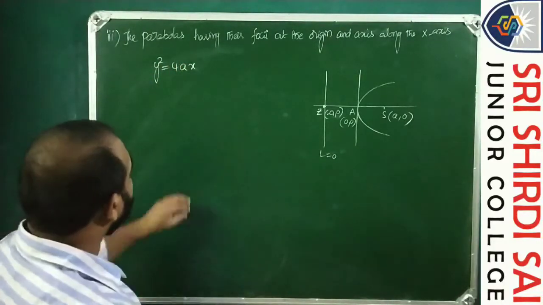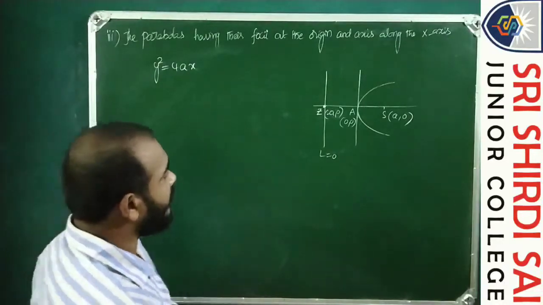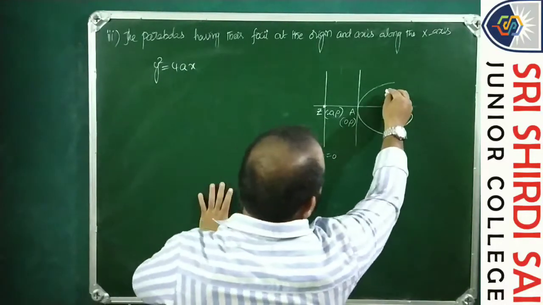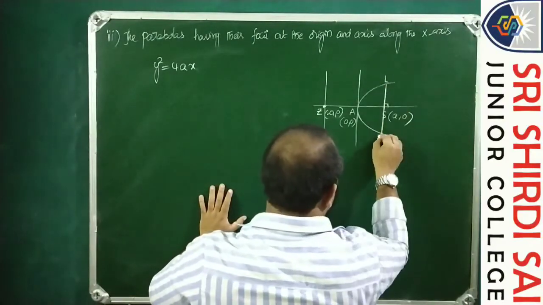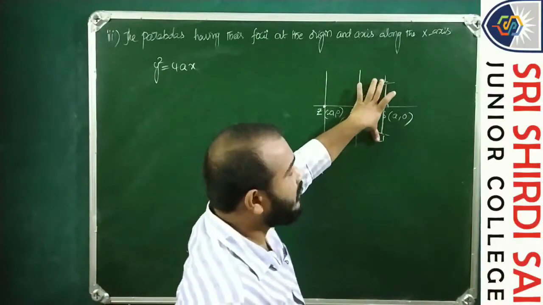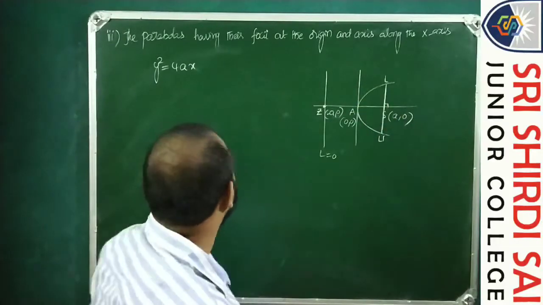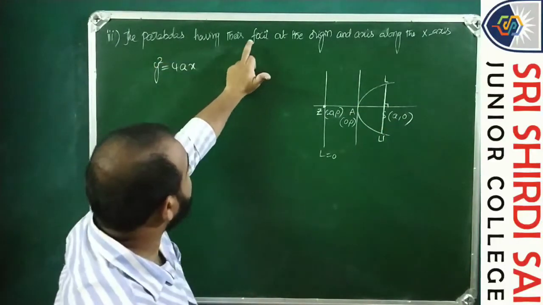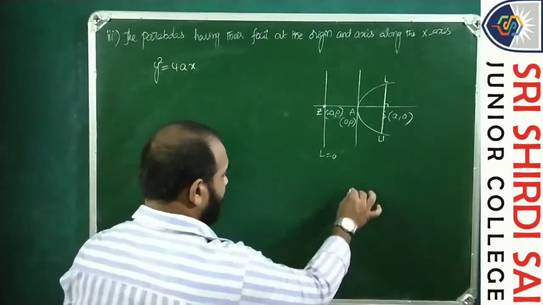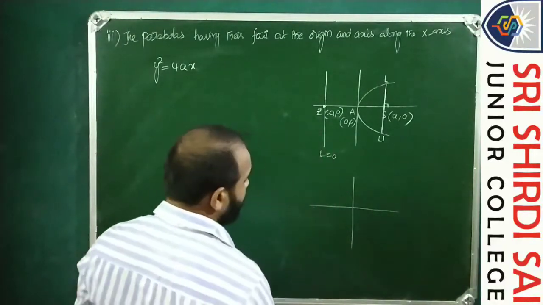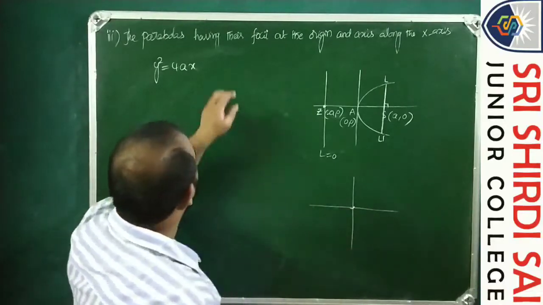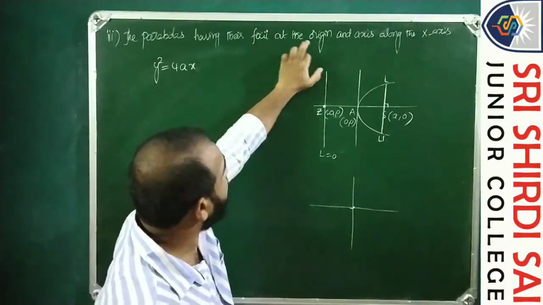y square equals 4ax, where what is this 4a? This is L dash. So this is the length of the latus rectum. Now the parabola having their foci at the origin. So the same parabola I am writing it again. So this time the focus is at the origin.